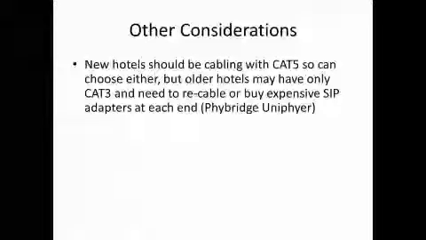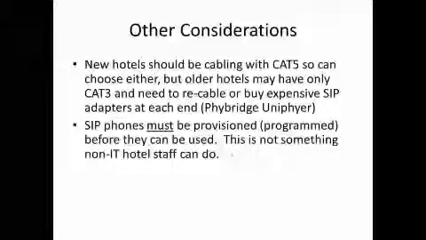If you only have Cat3, you either need to recable or you can buy some expensive SIP adapters at each end of the equation, one in the phone room and one at the jack by the phone, to turn your Cat3 cabling into something that can carry SIP phone signaling and data speeds. A company called FiberEdge makes something called the Unifier that does that. So that's something to think about if you're considering SIP guest room phones.